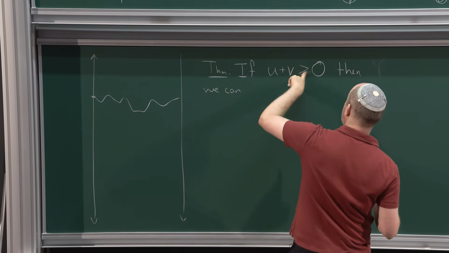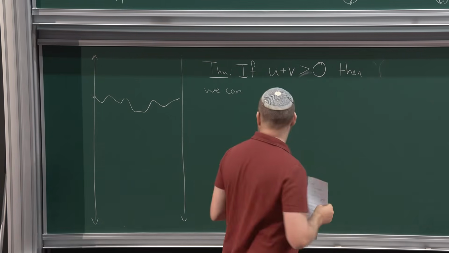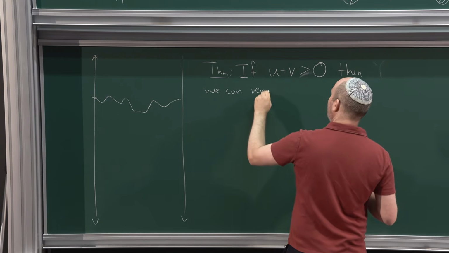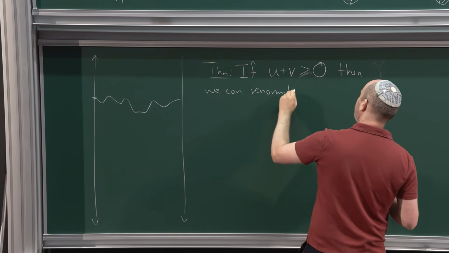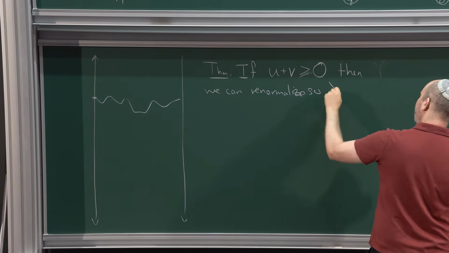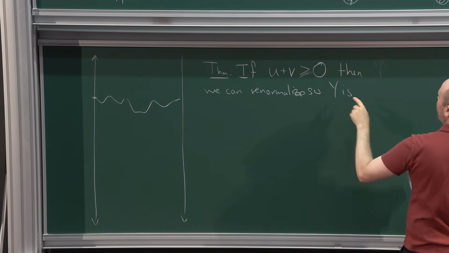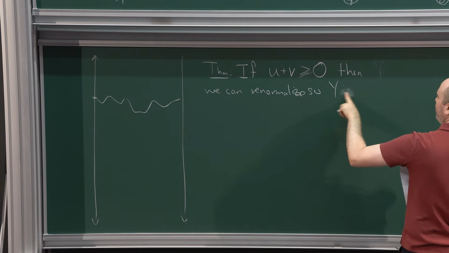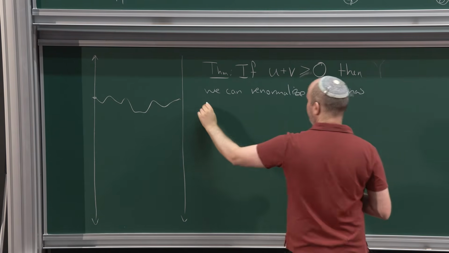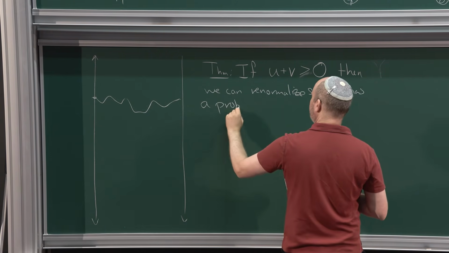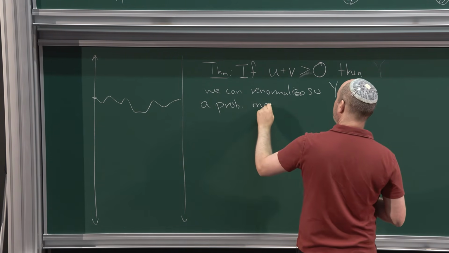Sorry, strictly bigger than 0. Then we can renormalize. So y has a probability measure.